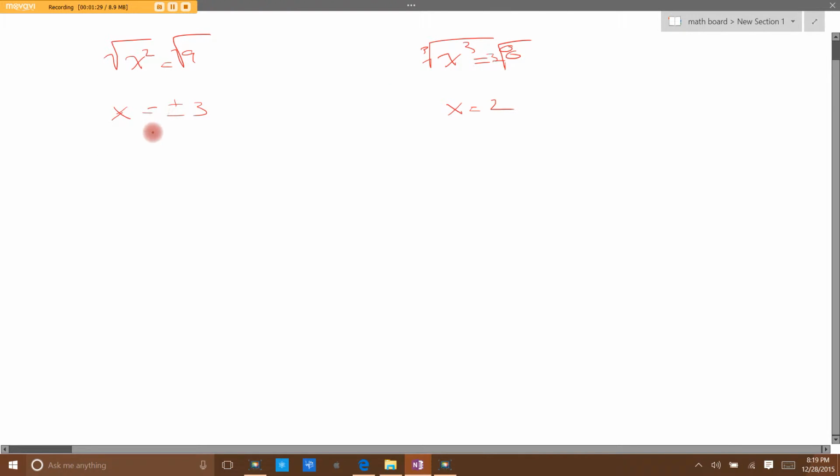Okay, here it is. This equation, x squared equals 9, is essentially saying: what number can I plug in and substitute for x that's going to give me 9 and make this statement true? Well, by solving it, we have plus 3 and negative 3. 3 squared is simply 9, and negative 3 squared is also 9.